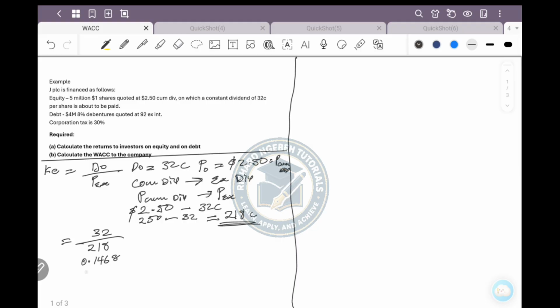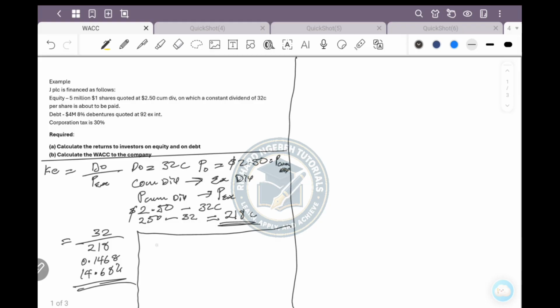Then you should convert this one into percentage. Okay, so it will be 14.68%. This is what you have as your cost of equity. Okay, so having calculated the cost of equity, the next step is to calculate the cost of debt. Okay, what's your next step? Your next step is to calculate the cost of debt.